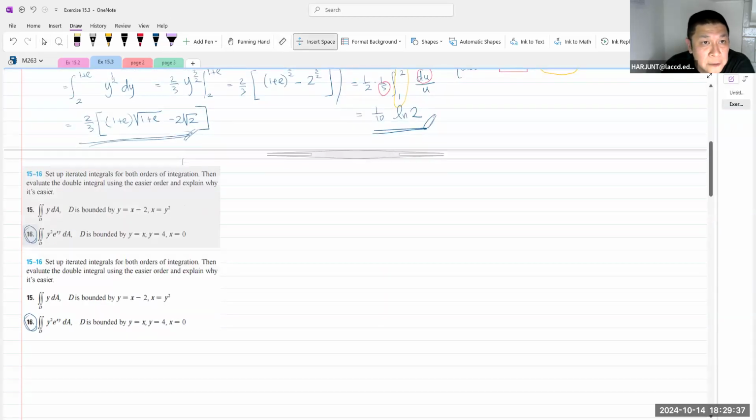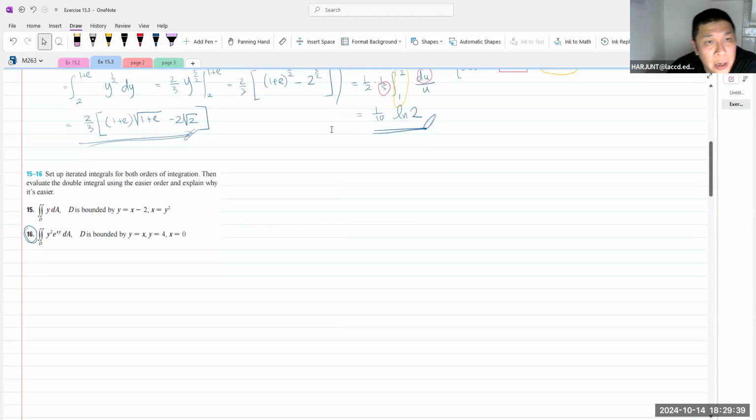Number 16. Set up iterated integrals for both orders of integration, then evaluate the double integral using the easier order and explain why. I think the issue here is first about setting up. You need to know how to set it up. Second, of those two options, which option is easier to do? First, let's sketch the graph for the domain of integration.